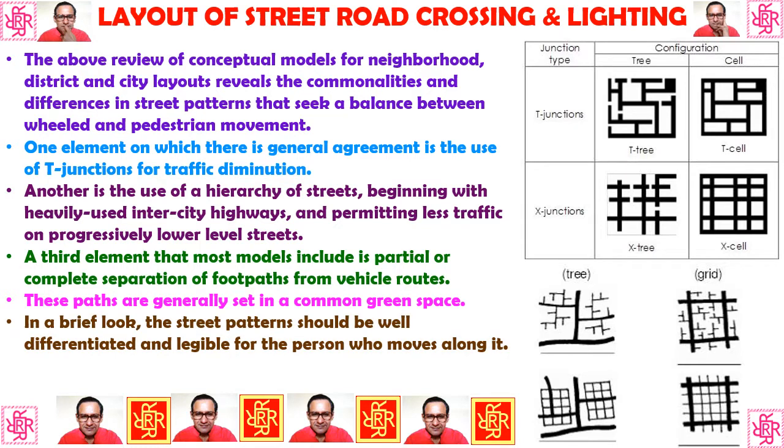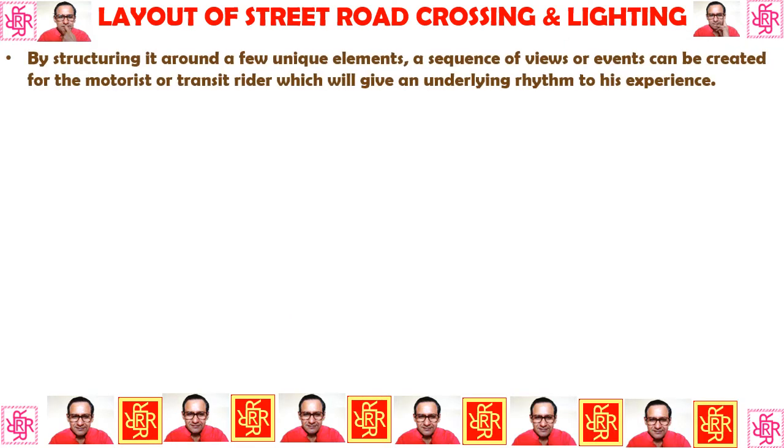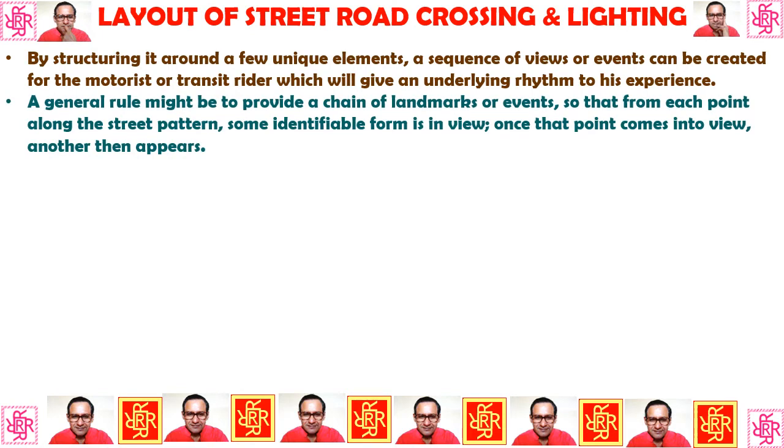In a brief look, the street pattern should be well differentiated and legible for the person who moves along it. By structuring it around a few unique elements, a sequence of views or events can be created for the motorist or the transit rider, which will give an underlying rhythm to this experience. A general rule for layout of the street, road crossing and lighting might be to provide a chain of landmarks or events so that from each point along the street pattern, some identifiable form is in view. Once that point comes into view, another then appears.